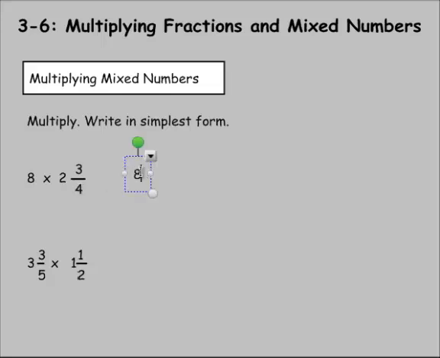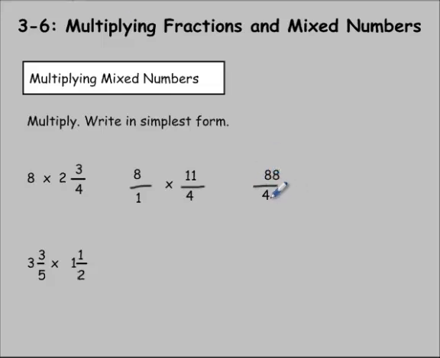So it would be 8 over 1. We're multiplying that times 11 over 4: 2 times 4 is 8, plus 3 is 11, and then the denominator, keep that at 4. So 11 over 4 is the same thing as 2 and 3/4. Now we're going to multiply it this way, which is a lot easier. So 8 times 11 would be 88. 1 times 4 would be 4. So we have 88 over 4.